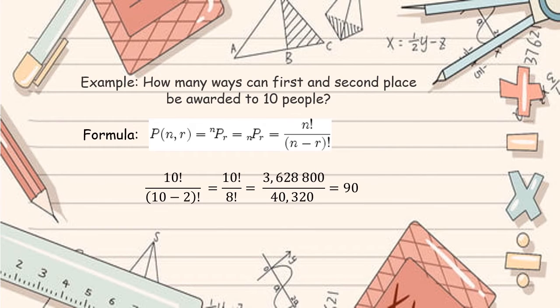Example: how many ways can first and second place be awarded to 10 people? And we have the formula, which is n factorial over the quantity of n minus r factorial. In the example, we have 10 people, so we let n be 10 and r be 2 since we are only choosing first and second place. To substitute, we have 10 factorial over the quantity of 10 minus 2 factorial, which is 10 factorial over 8 factorial, which is equal to 90.